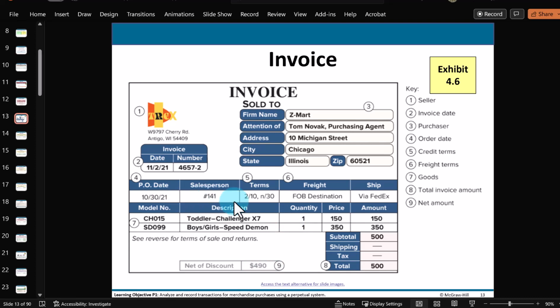What else is here? Here you can see who is paying the shipping costs. We'll have a slide dealing with this here, but FOB stands for free on board, and the seller will get the goods all the way to our company, the destination of Zmart's store, and it's coming by FedEx.